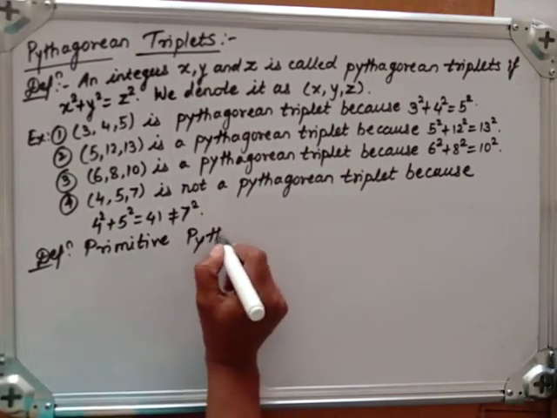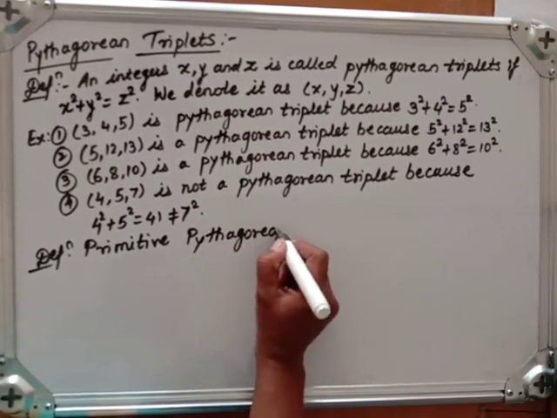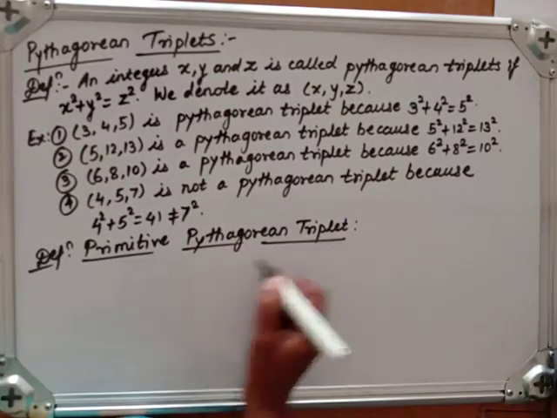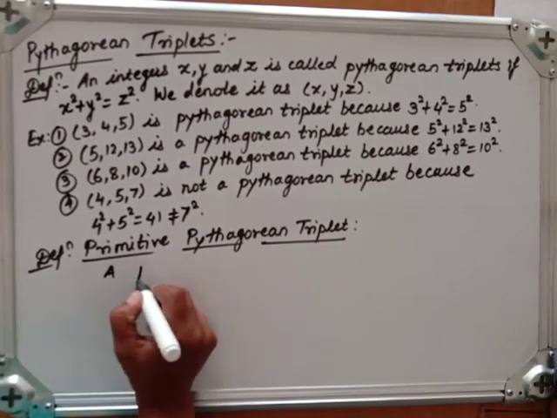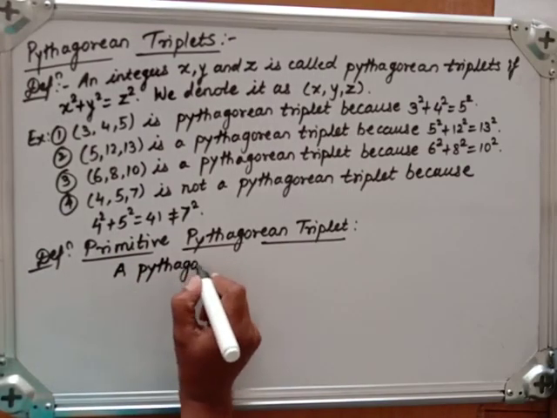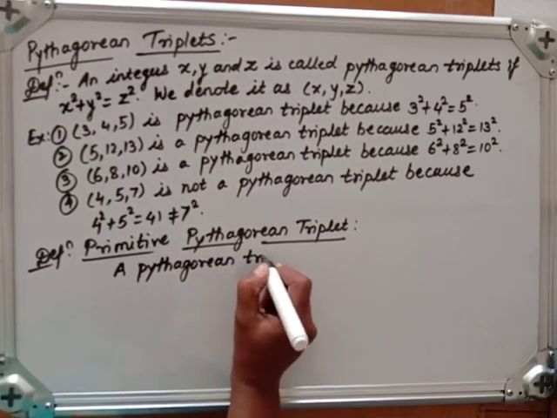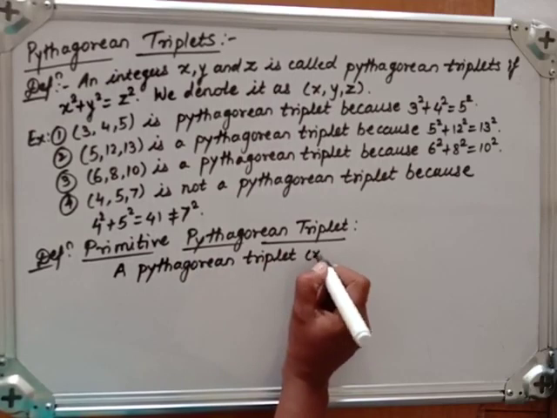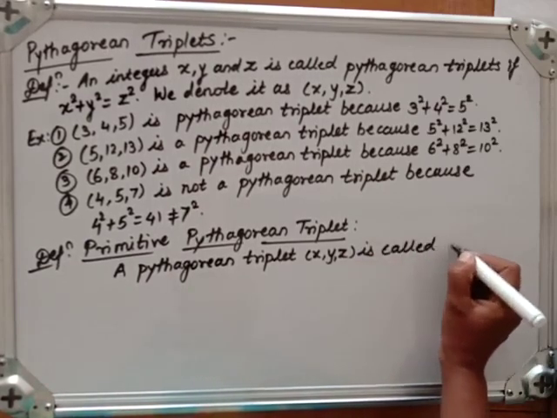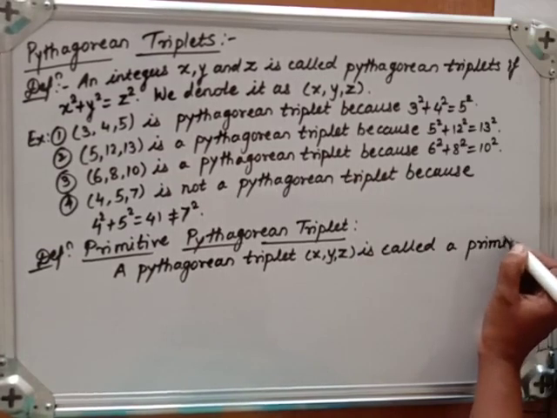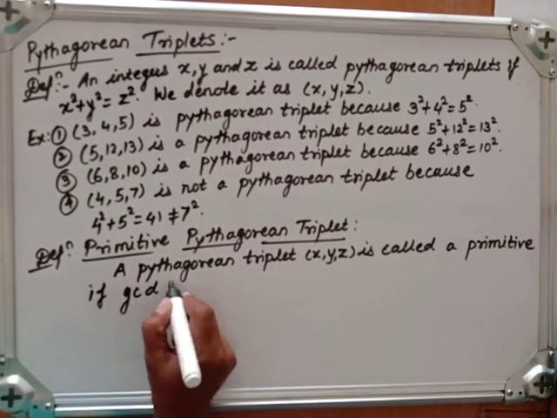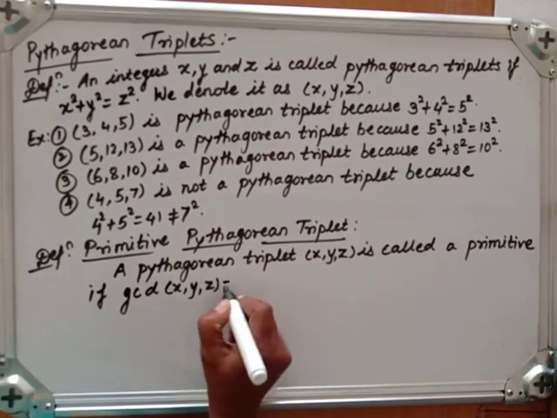Primitive Pythagorean triplet. A Pythagorean triplet (x, y, z) is called a primitive if GCD of x, y, z is equal to 1.